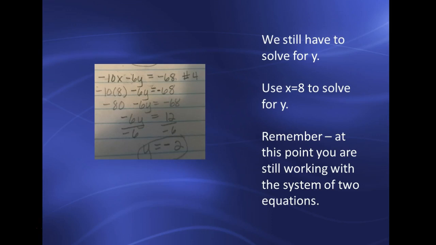Now that I know that x is equal to 8, I can go back to my system of 2 equations and solve for y. Now remember, you still don't have enough information to go back to the original system yet. You have to solve for y first. So I will stick with my system of two equations and solve for y, and it turns out that y is equal to -2.